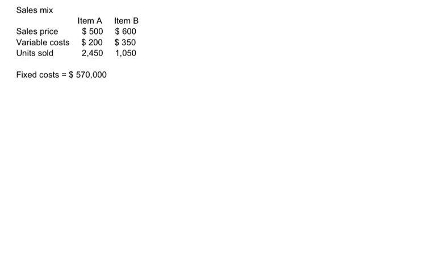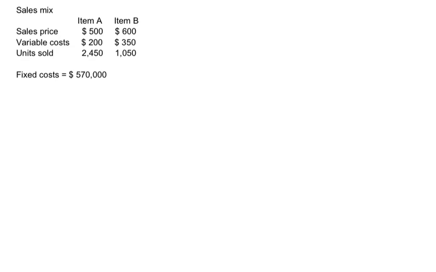And we're assuming that these are the only two items for our company. So this makes up the entire sales mix for our company. We also know that the company's fixed costs are $570,000. So the first thing I want to figure out is, what is my sales mix percentage? Because that's going to help me determine some other items down the road.